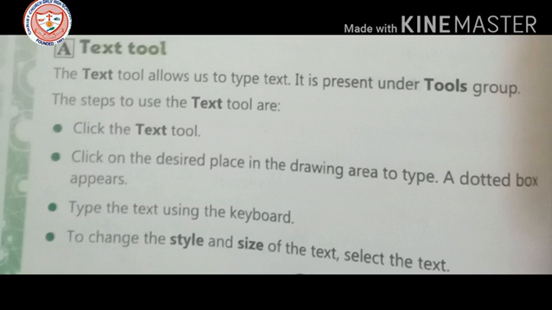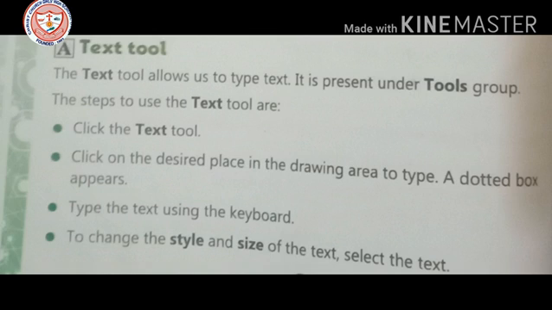The steps to use the text tool are: click the text tool, then click on the desired place in the drawing area to type. A dotted box will appear. Type the text using the keyboard. You can type anything. If you want to type your school's name or your name, you can type it.